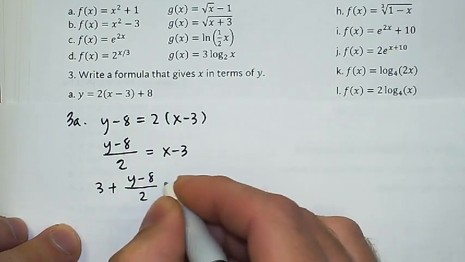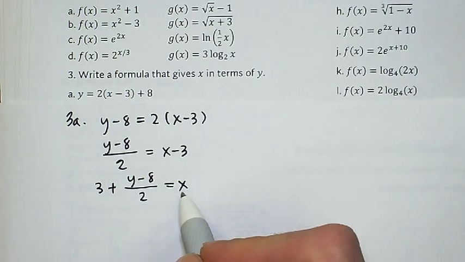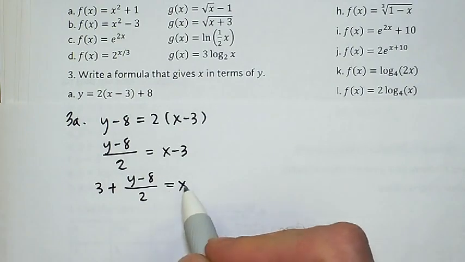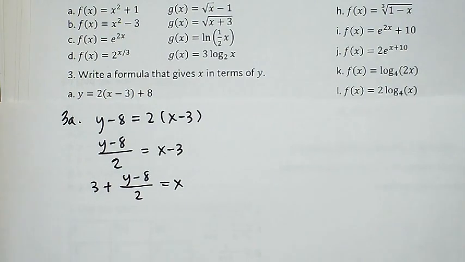And yes, this is not the nicest formula for x ever, but it is a formula that gives x in terms of y. Okay, that's what we mean. That gives x in terms of y. X equals, and then everything on the other side that has y's in it.